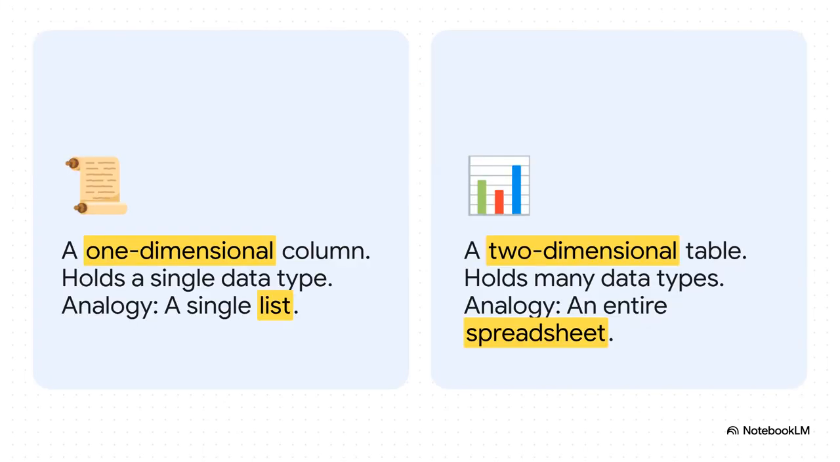So let's just put it all together one more time to make sure it sticks. A series, that's one-dimensional. It's just one column. A data frame, that's two-dimensional. It's the whole table. That's really the biggest distinction. It's the difference between a simple to-do list and a full-blown, super-powered spreadsheet.